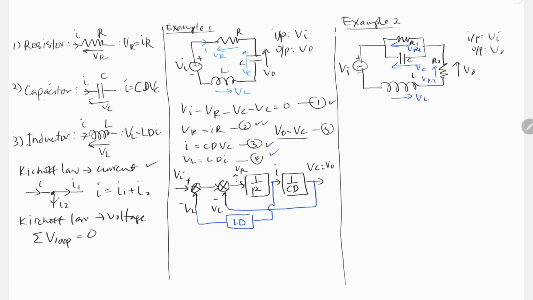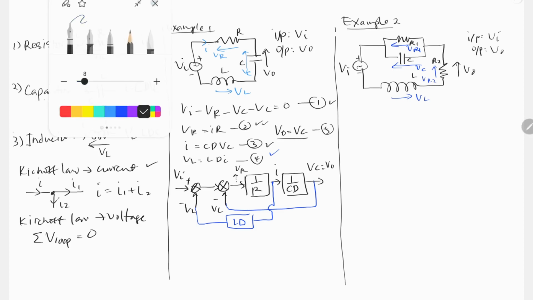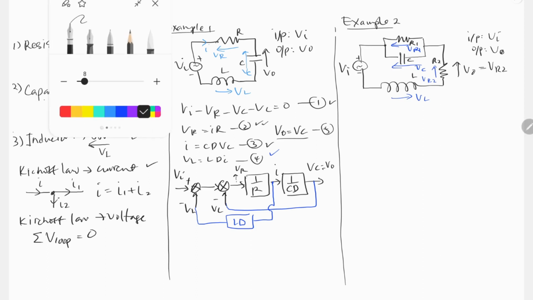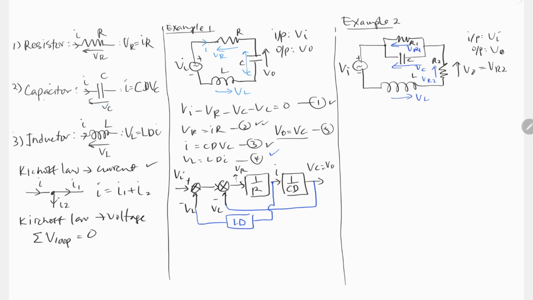Alright, so in this case, if you notice, V0 is also equal to VR2. Notice also we have a junction here. When we have a junction, we have to apply Kirchhoff's law for current: current going in equals current coming out. So let's say this is I, and coming out are I1 and I2. Again, this is I.